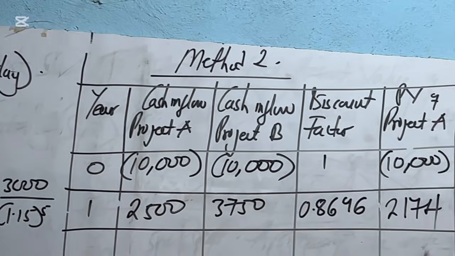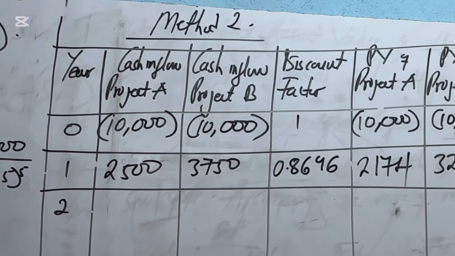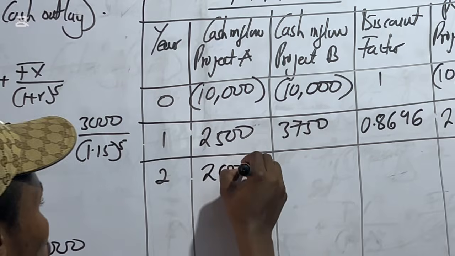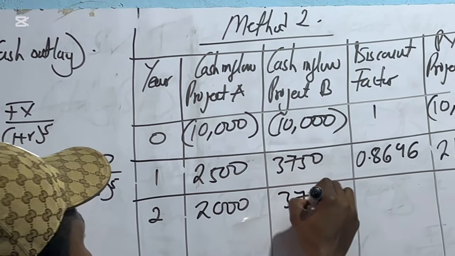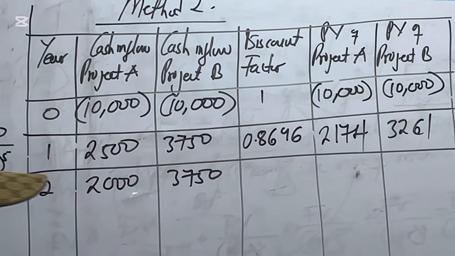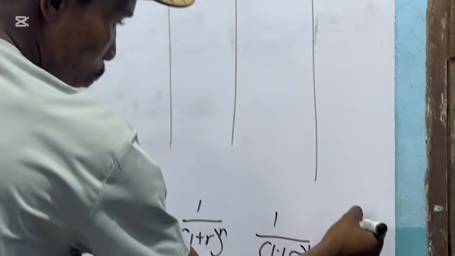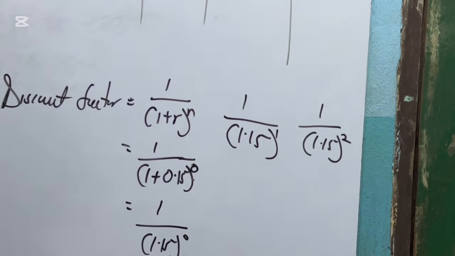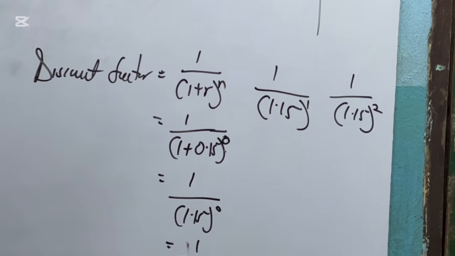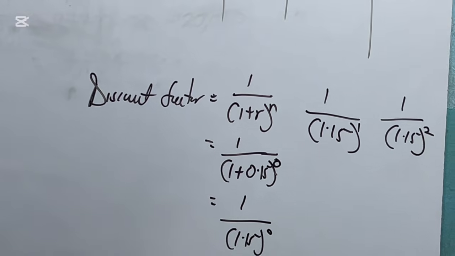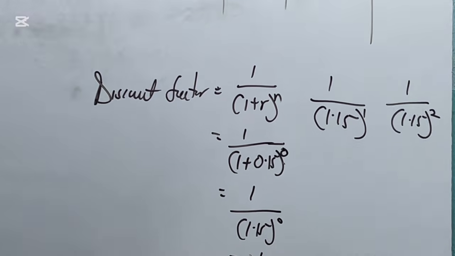Okay, now let's come to year 2. So under year 2, what do we have? 2,000 for this and 3,750. Now we need to calculate the discount factor for year 2. So for year 2, the same approach, 1 over 1.15 raised to the power what? 2. So on our calculator, 1 over bracket open, 1.15 bracket close raised to the power 2.